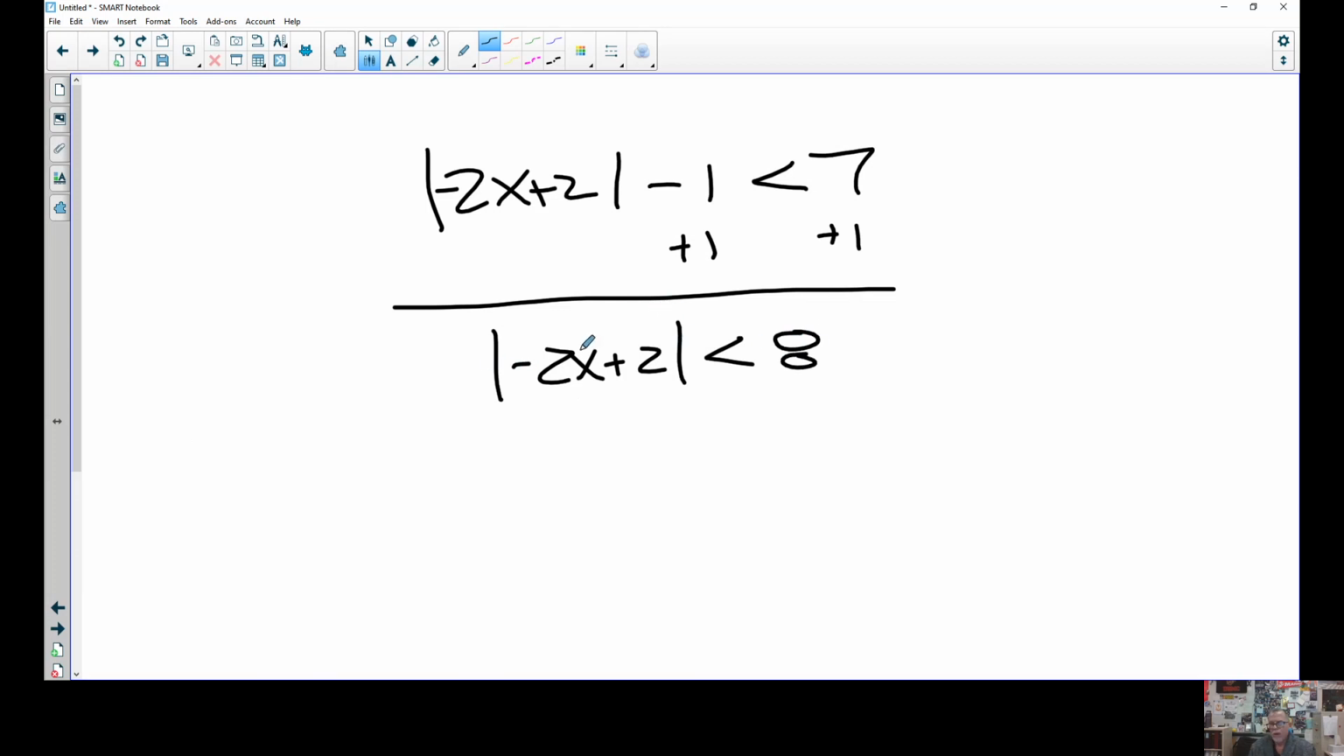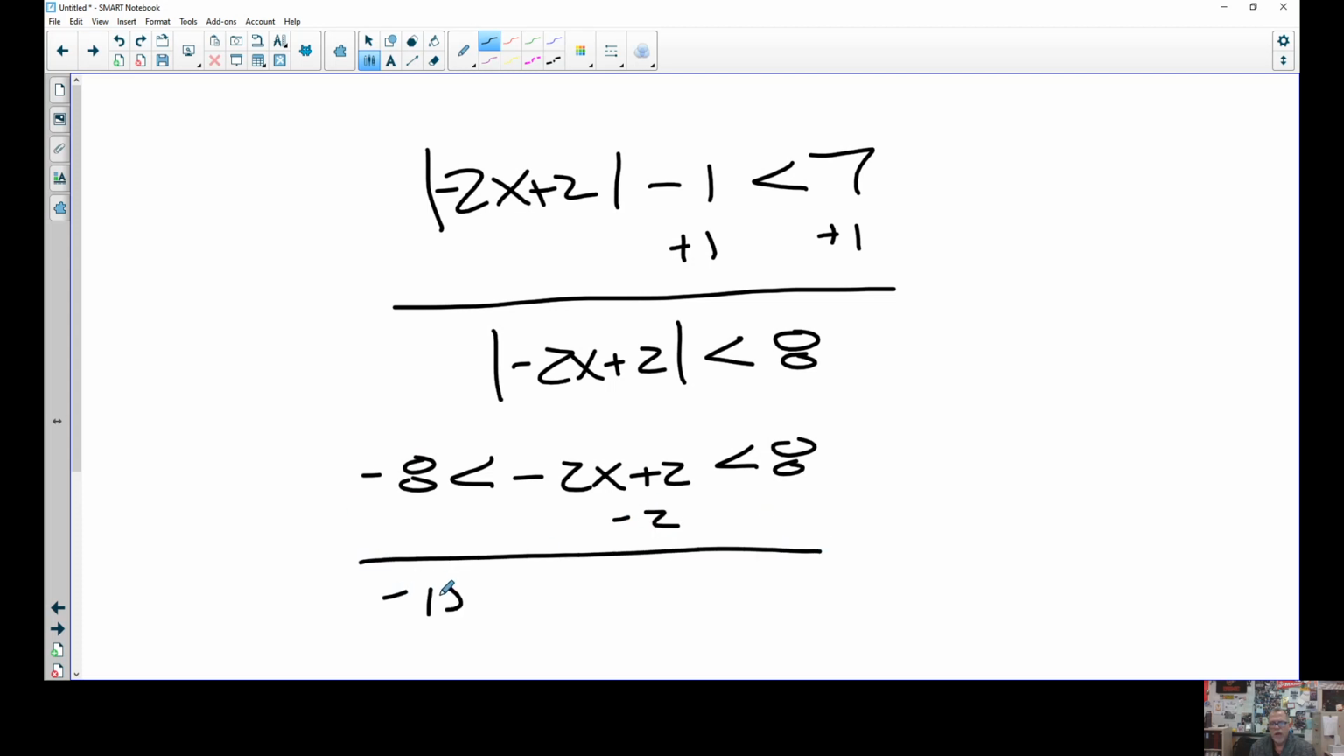So now what we have to do is interpret this. Negative 2x plus 2 less than 8. Well, this is an and statement, so we do the other sign over here, and we do the opposite value, right? So it's between negative 8 and 8. Whatever's in this absolute value is between these two, it and its opposite. So we have this. All right, so what do I do? Well, I got to subtract 2 from everything. So this is negative 10, less than negative 2x, less than, subtracting 2, 6.